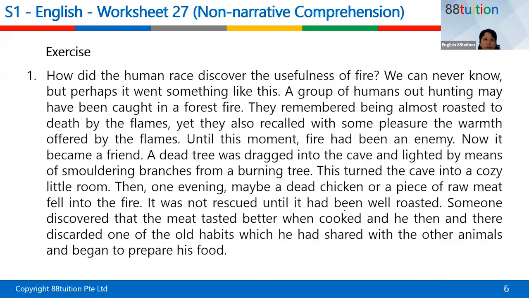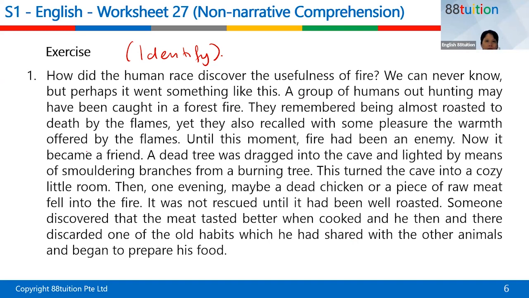Okay, let's move on. So now we identify. All right, so we do step by step. These are 88 tuition notes. So we at 88 tuition would like very much that you start from something basic, and then after that build up. So this is to identify if it's a non-narrative text. How do we do so? The style of writing is like this.